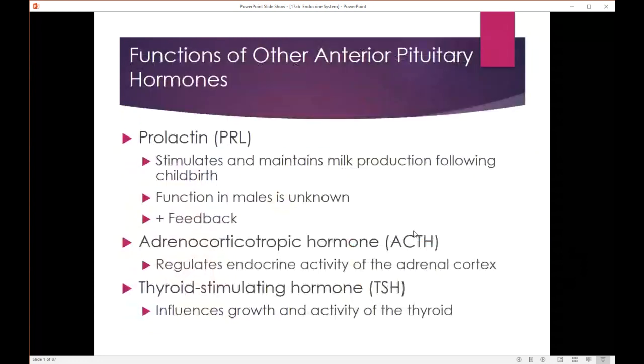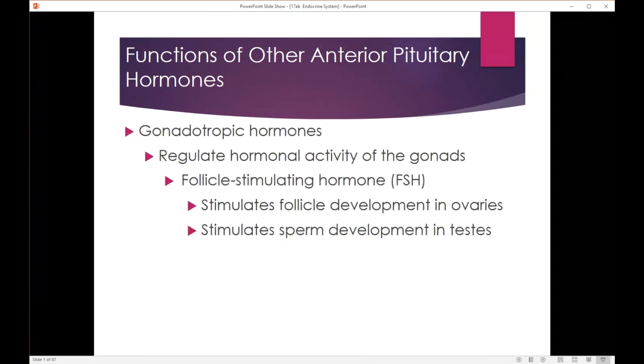Okay. So some functions of our other anterior pituitary hormones. We have prolactin. Prolactin is going to stimulate and maintain our milk production following childbirth. I talked about prolactin. It's that positive feedback. We're kind of not sure what's happening with males there, but they do in fact have prolactin. We have adrenocorticotropic hormone, ACTH. It regulates the endocrine activity of the adrenal cortex. We see this released during stress responses. And then we have thyroid stimulating hormone, or TSH, and that's going to influence the growth and the activity of the thyroid. And we have our gonadotropic hormones.